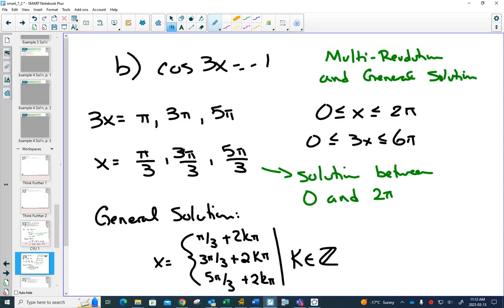I am going to give you a second method for this same question. Yes? Do I have to close the bracket in the general solution? No. You can leave it as a big squiggle and leave it open on the other side. Okay. So this was method 1. We solved first between 0 and 2 pi, used our multi-revolution to do that, and then plus 2k pi all the way through.